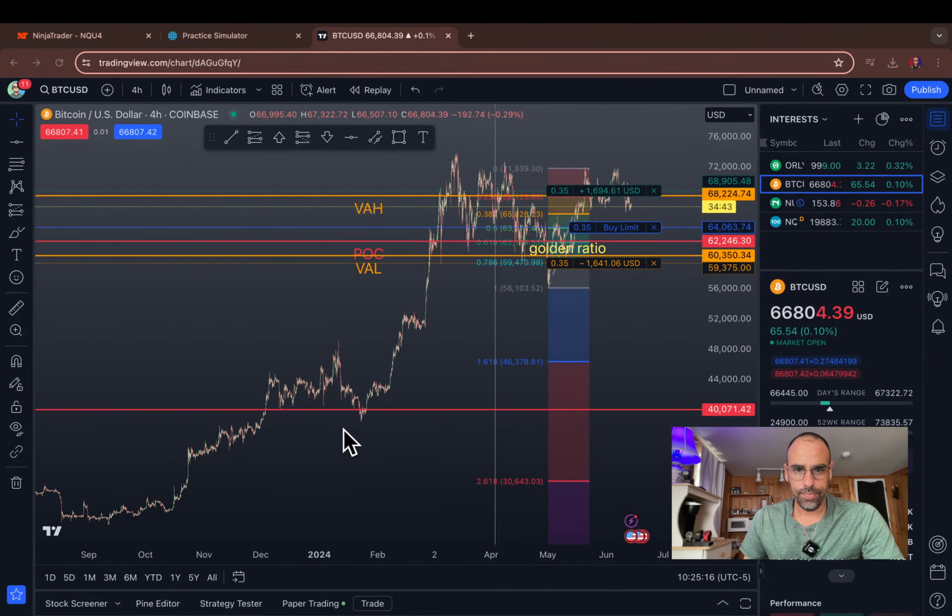Price traded lower than this low, and then mitigated that area that was left unmitigated. Very clean, not breaking any lows here, and traded higher. So we're going to take this low.